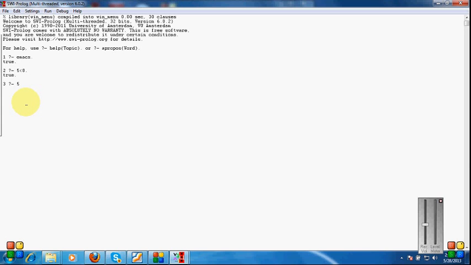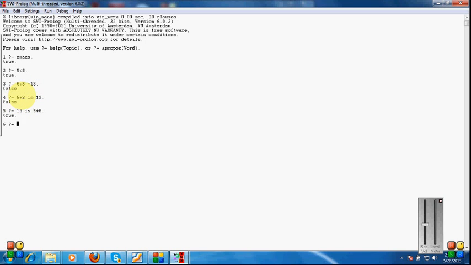Suppose I want to say 5 plus 8 is equal to 13. Okay, it is telling you false. Why is it telling you false? 5 plus 8 is, okay, let us see, it is again telling you false. And if I say 13 is 5 plus 8, now it is telling you true. So what is the difference between the first one and the second one? What is the difference between these two?